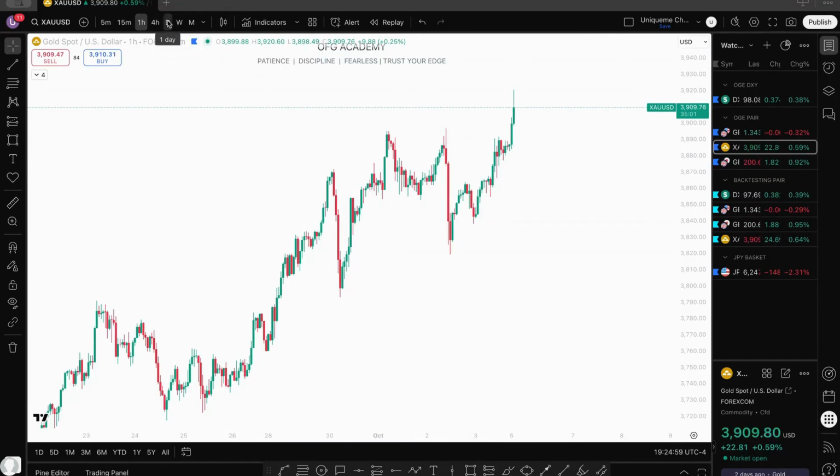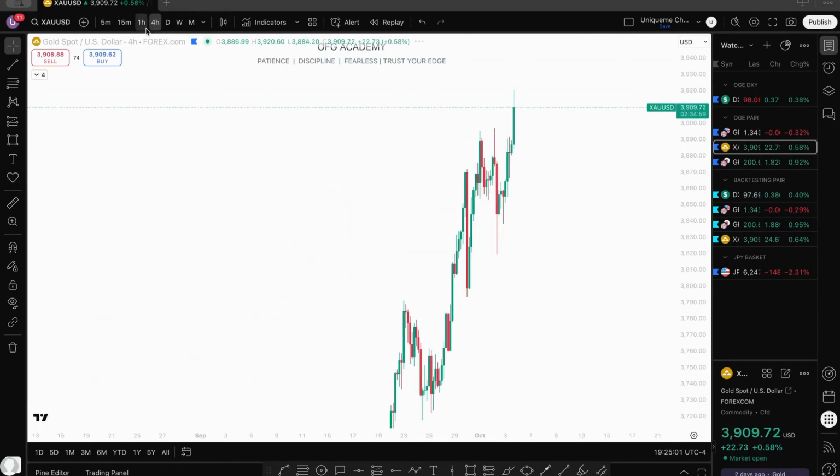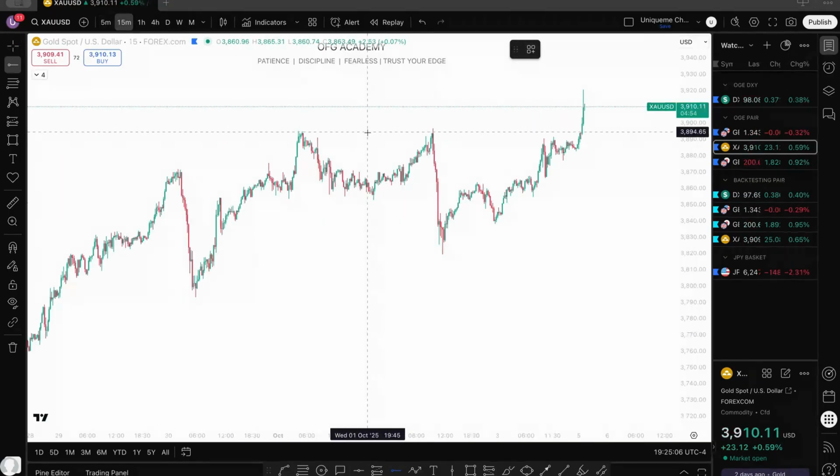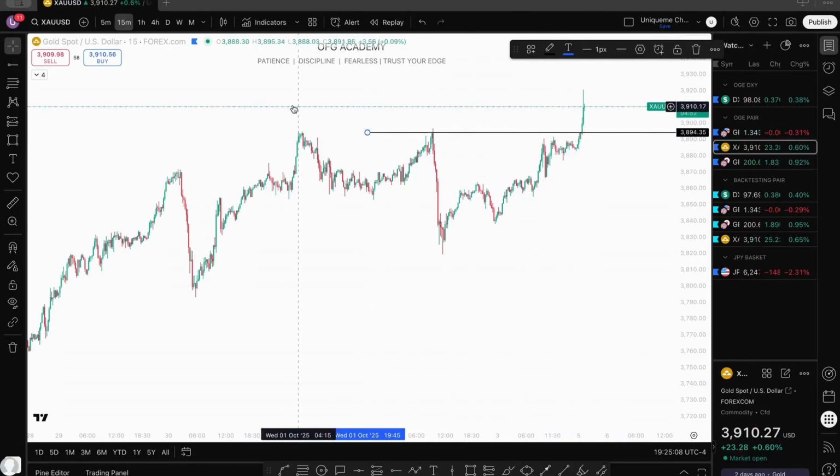Oh my god, just hit my TP. I've been in this trade since when? I think yesterday. Yeah. My TP was around since on Friday. My TP was around here, and I'm happy it hit my TP.